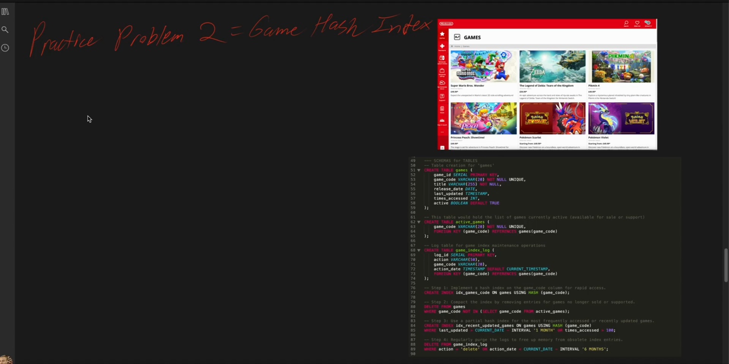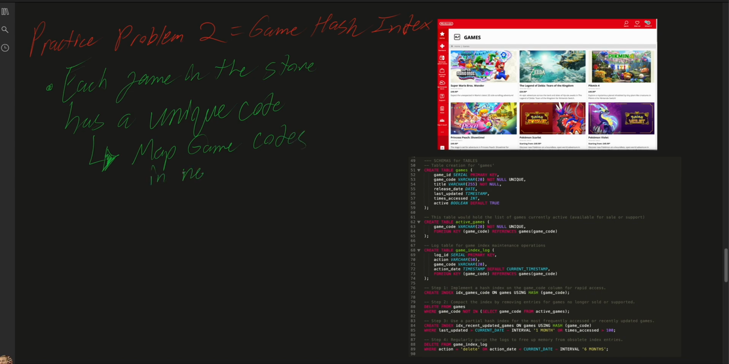For our second practice problem, let's consider applying our knowledge for an online video game store. The store has a digital library where each game has a unique code. So each game in the store has a unique code to the metadata and corresponding memory in the hash map. So we map game codes in metadata and correspond with the in-memory hash map.